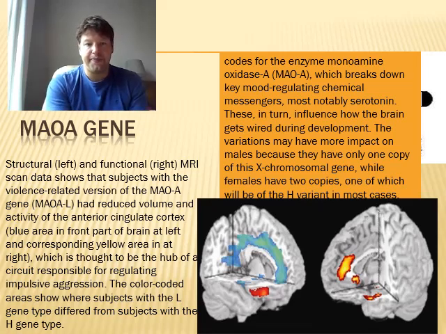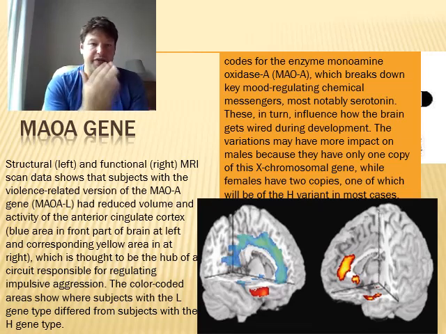Here's an MRI, which is a scan basically of looking at differences, and they'll do various things. They could get different parts of the brain to light up through making them aggressive or adding a certain chemical to show where the aggression is. And what they found here, structural the left and functional right MRI scan data shows that subjects with the violence related version of MAOA gene, MAOAL, had reduced volume and activity in the anterior cruciate cortex.